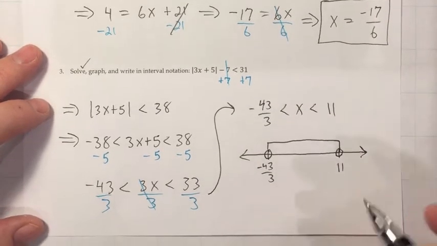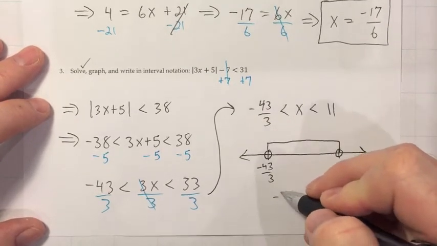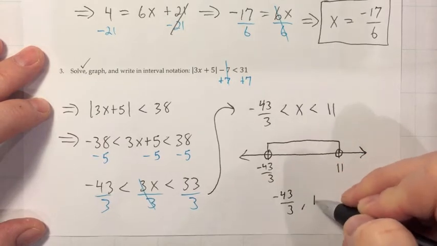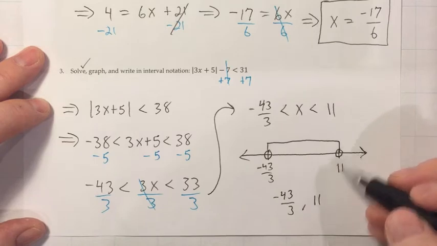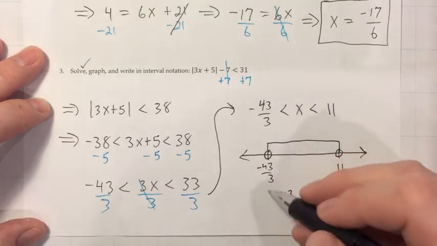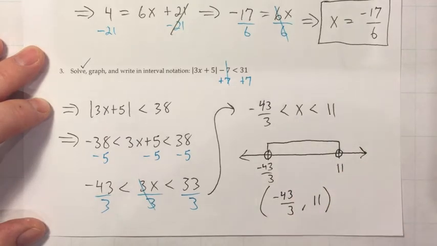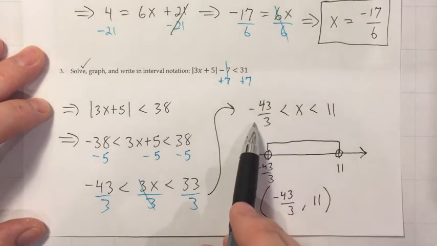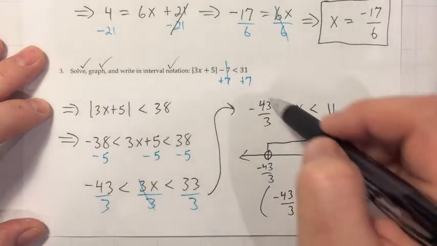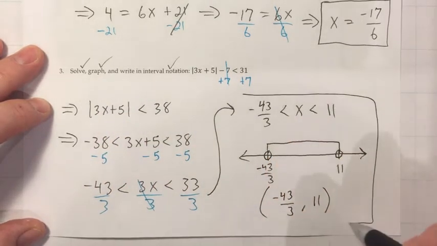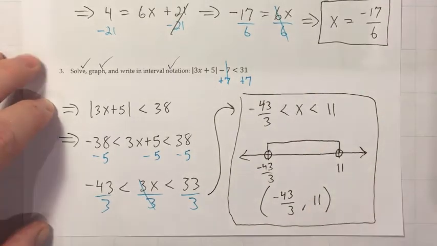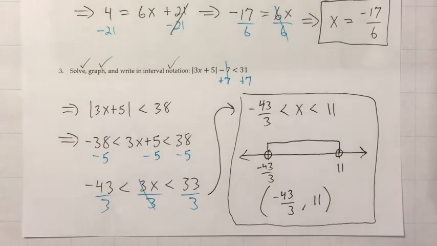And then for interval notation, the interval just goes from the left side, negative 43 thirds, to the right side, which is positive 11. And if these were solid circles, we'd put a square bracket, but since they're open, we put a parenthesis, and that's the case on both sides. So we do that on both sides. So now we have solved here, graphed there, and wrote in interval notation right there. So all three of these parts make up our answer. We've got the solution, the graph, and then the solution expressed in interval notation.